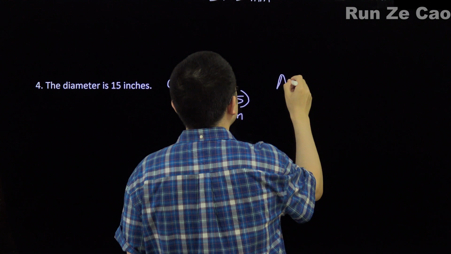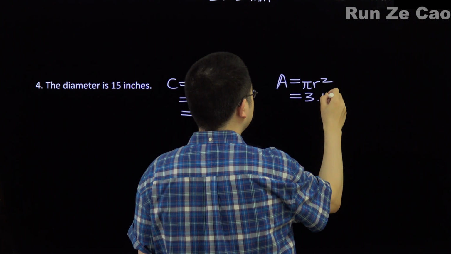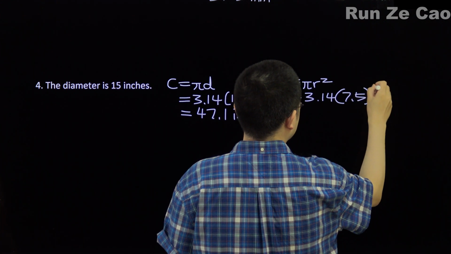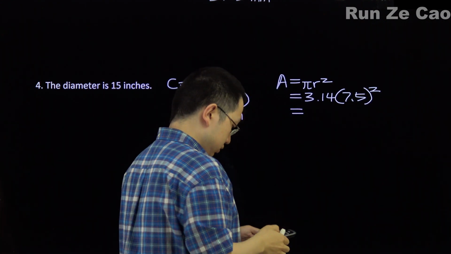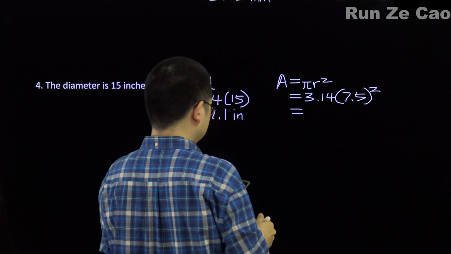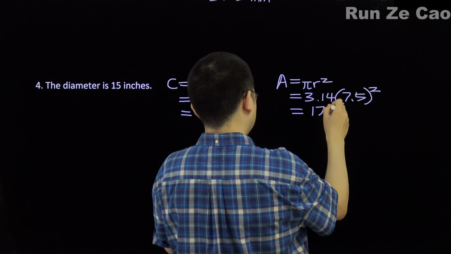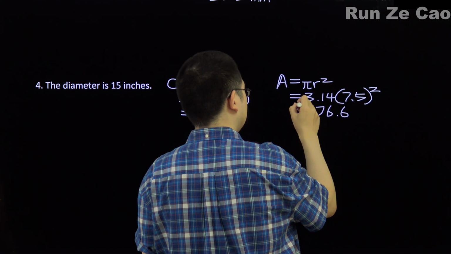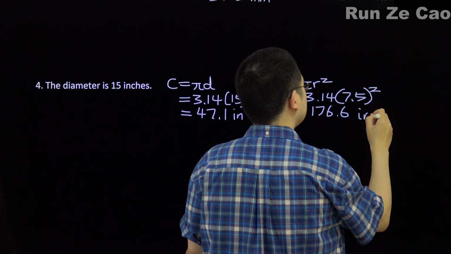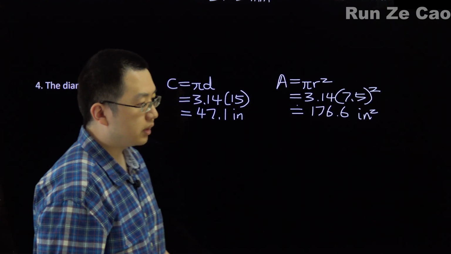So area is pi r squared. So 3.14 times 15 over 2, or 7.5 squared. So 7.5 squared times 3.14. We run that through the calculator and we get 176.625, 176.6 approximately. What are the units? Oh, they are inches squared, or square inches, because the measurement we were given was in inches.